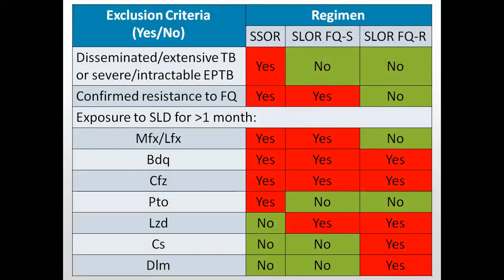Okay. So now I will just show you the summary of our exclusion criteria for the three regimens I mentioned earlier. So we have SSOR, we have the SLOR fluoroquinolone susceptible and the SLOR fluoroquinolone resistant. Okay, and then these are the exclusion criteria as mentioned earlier. So, if we say yes to any of these exclusion criteria, definitely you can no longer give the regimen. But if no, it means you can still proceed with the regimen.